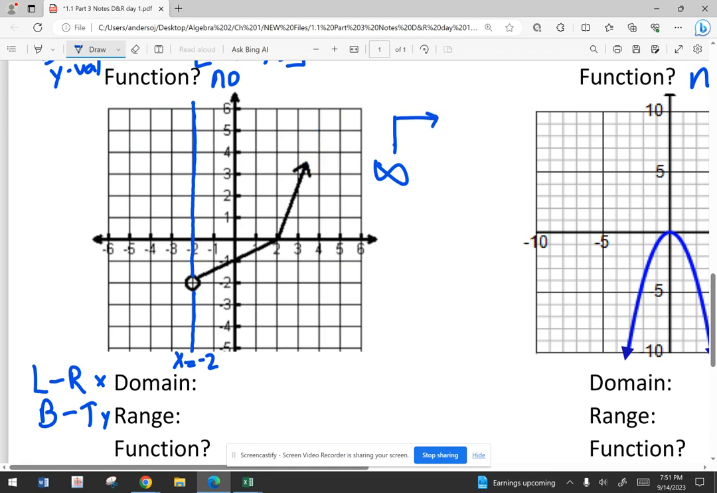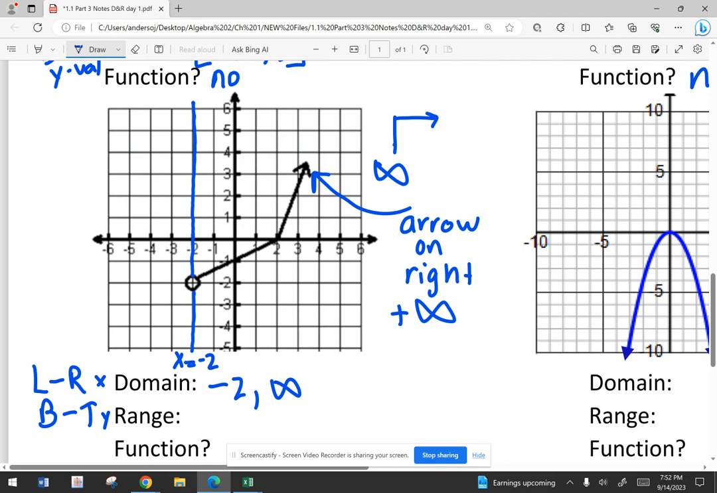When you are thinking about drawing your line over here, you could draw your line right here, but it's going to touch an arrow. So because it has an arrow on the right, that means it's going to positive infinity. So this graph is going from -2 to infinity.